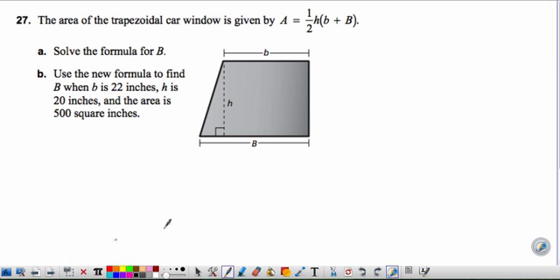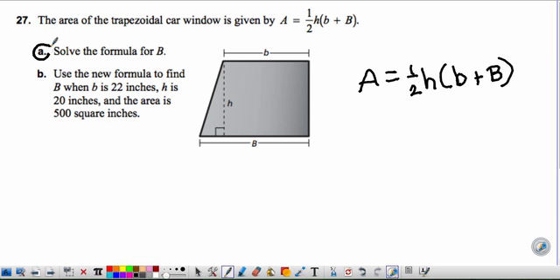Number 27 looks kind of scary. This is what you've already worked, the triangle one that's just like this one. It's just like the I equals PRT. It's just got a trapezoid, okay? It says the area of a trapezoidal car window is given by this formula. That is your area of a trapezoid formula. Now, they usually have base 1 plus base 2. They've changed this to a lowercase b and an uppercase B just to keep them a little bit more separated. And A says solve the formula for the uppercase B. So we want to get this uppercase B by itself.